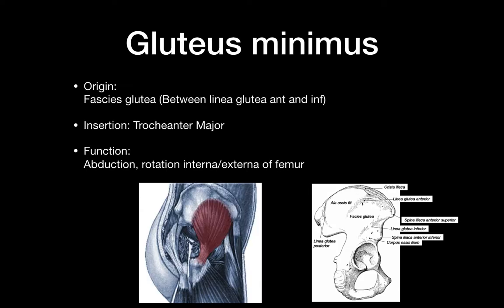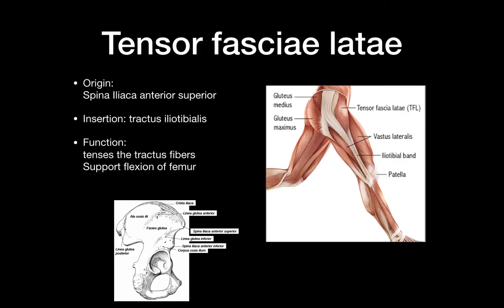Now going over to gluteus minimus, which lies behind gluteus maximus and medius. This muscle originates from Facies Glutea again, but this time between linea glutea anterior and inferior. So this is anterior and this is inferior, and this is where it's going to lie, as you see in this picture. And it's going to insert at the Trochanter major. The function of this muscle is to abduct the femur and also rotate it internally and externally, according to which fibers are contracted.